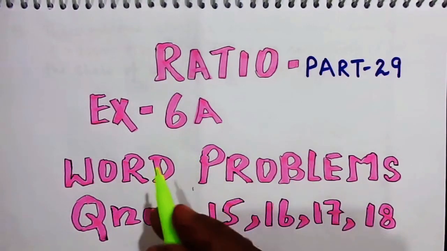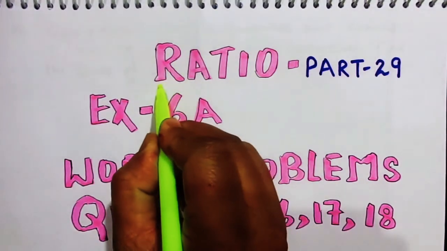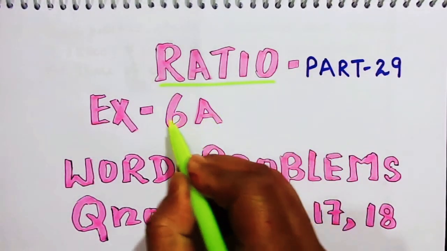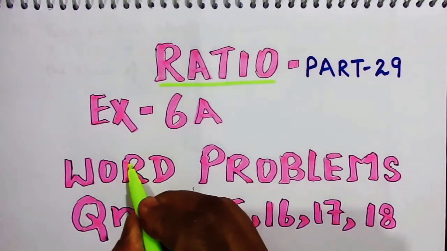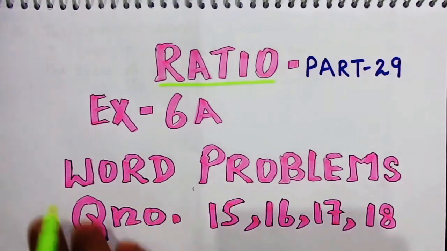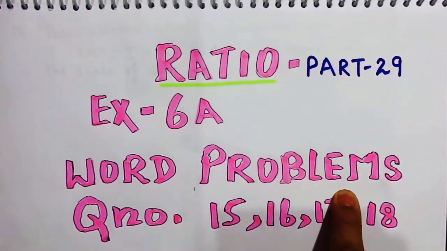So we are back in ratio, exercise 6a, and as we were dealing with the previous one, we are in word problems.